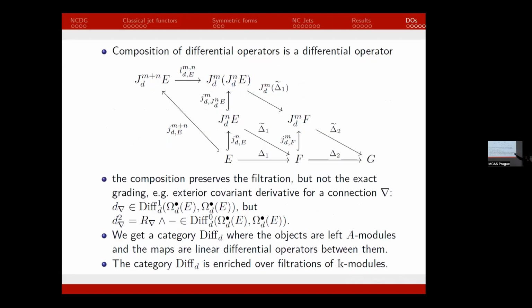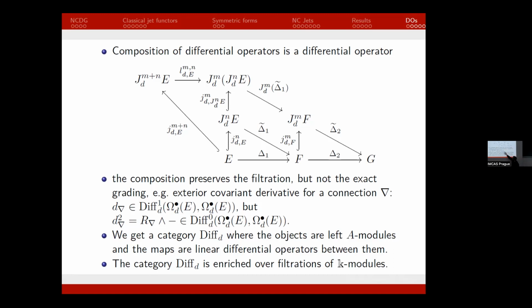Then we can compose two differential operators, and it turns out that the composition of two differential operators is again a differential operator. In particular, if delta 1 is of order at most n and delta 2 is of order at most m, their composition will be of order at most n plus m. We see that the composition preserves the filtration, but not the exact grading.